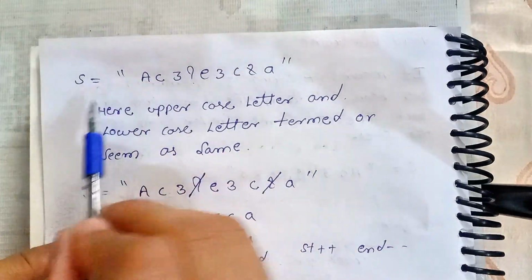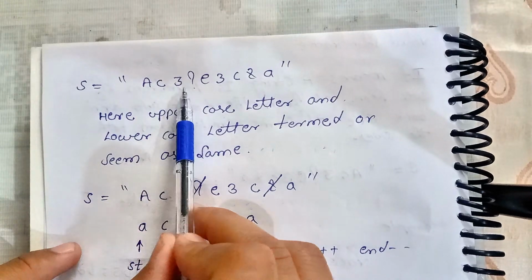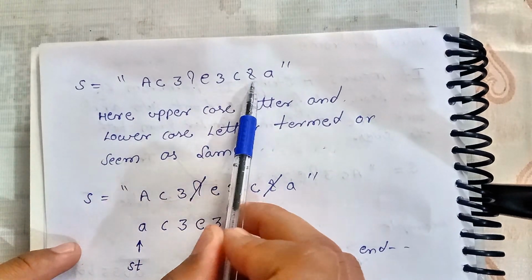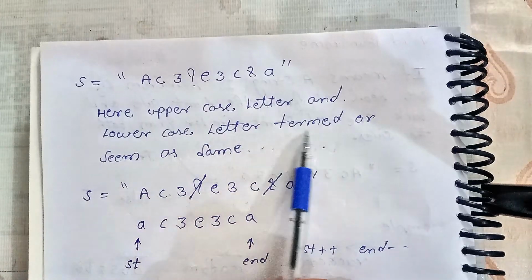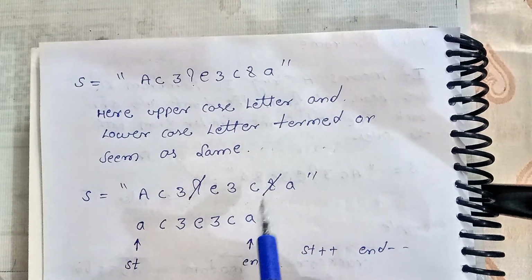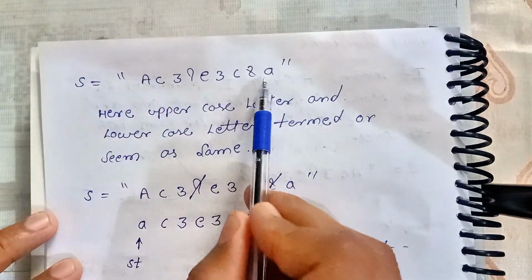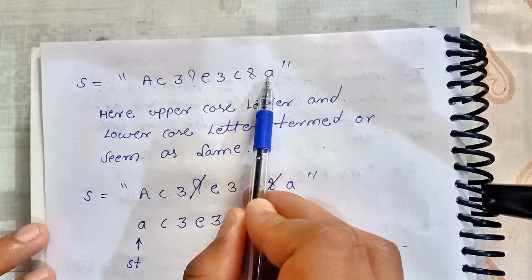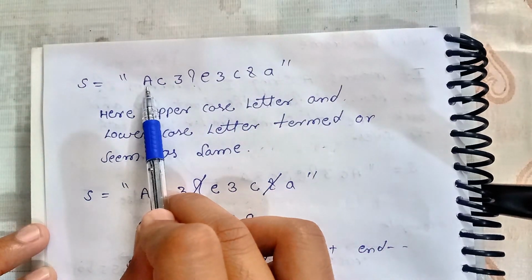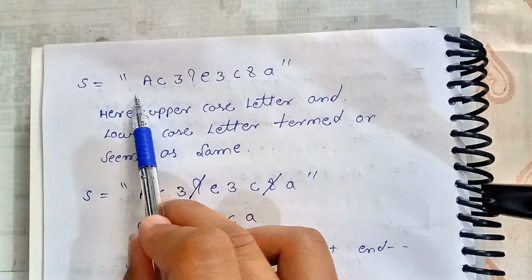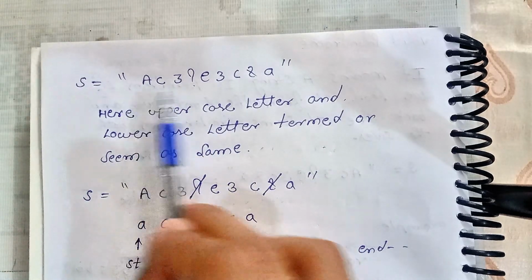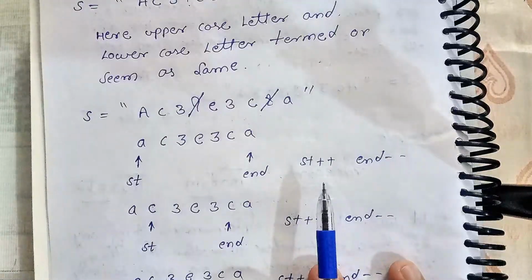So here we have one example: A is equals to AC3?E3C&A. Here uppercase letters and lowercase letters are treated as the same. Means this A and this A are treated as the same, so we have to convert this into small letters. After that we will check from the front side and then the back side.